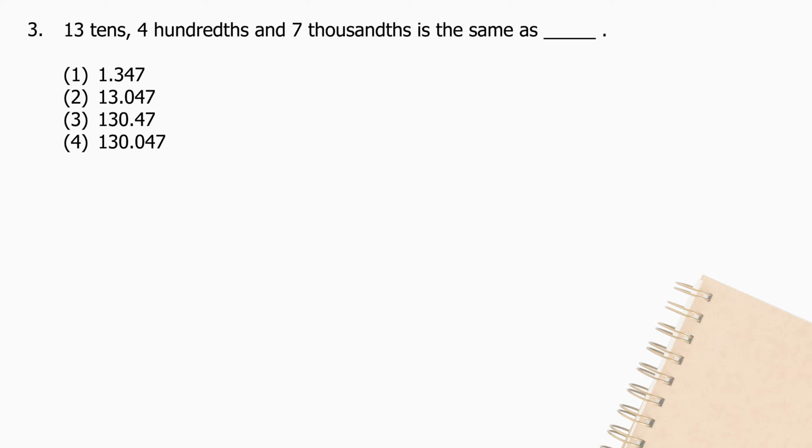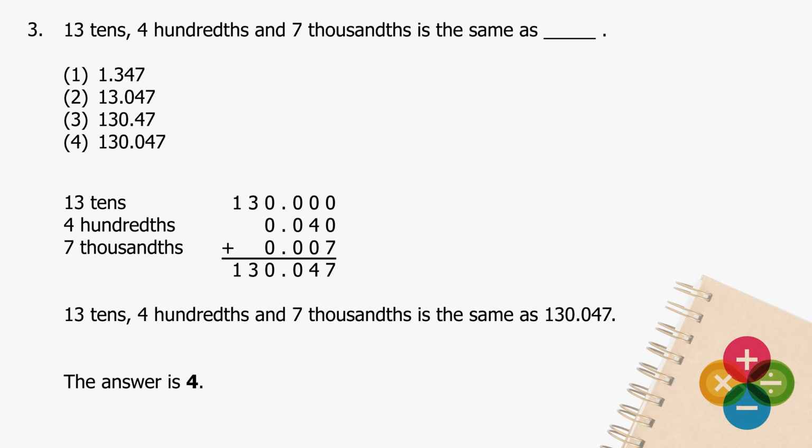Question 3. 13 tens, 4 hundredths, and 7 thousandths is the same as the missing number. 13 tens, 4 hundredths, and 7 thousandths is the same as 130.047. The answer is 4.